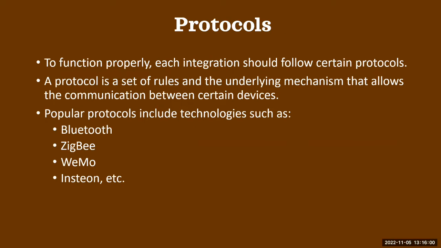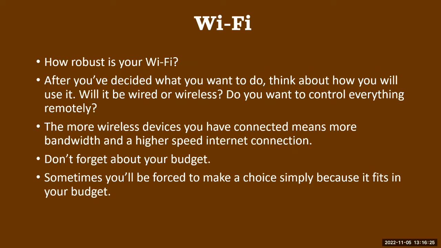To function properly, each integration should follow certain protocols. A protocol is a set of rules and the underlying mechanism that allows the communication between certain devices. Popular protocols today are Bluetooth, Zigbee, Wemo, Insteon, etc. You want to also look at how robust is your Wi-Fi if you decide to have a wireless system.